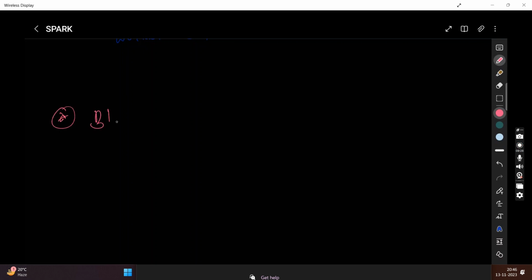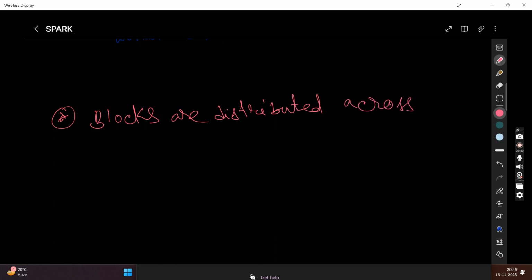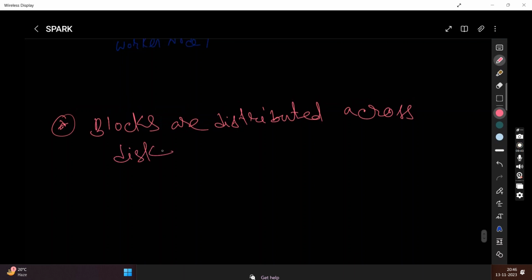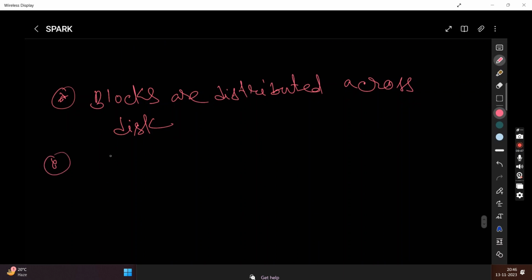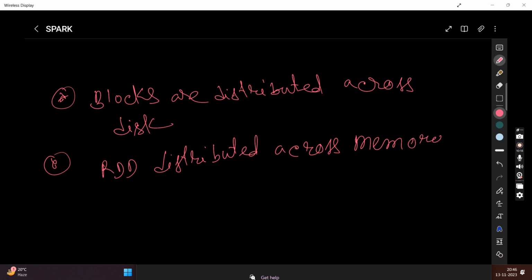One point to be noted: blocks are distributed across disk, and RDD is also distributed across memory. So remember this, and remember this diagram.